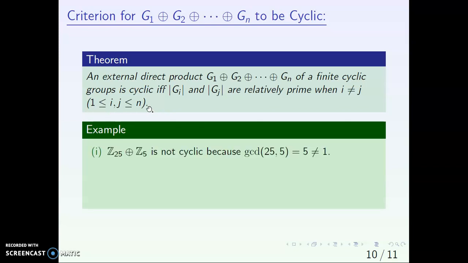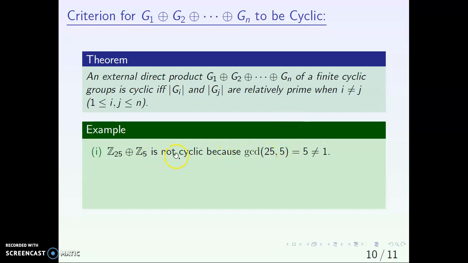As an application, first, Z25 ⊕ Z5 is not cyclic because the order of Z25 is 25, the order of Z5 is 5, and GCD(25,5) equals 5, not 1. The theorem says they must be relatively prime, so the GCD between them must be 1, not 5.